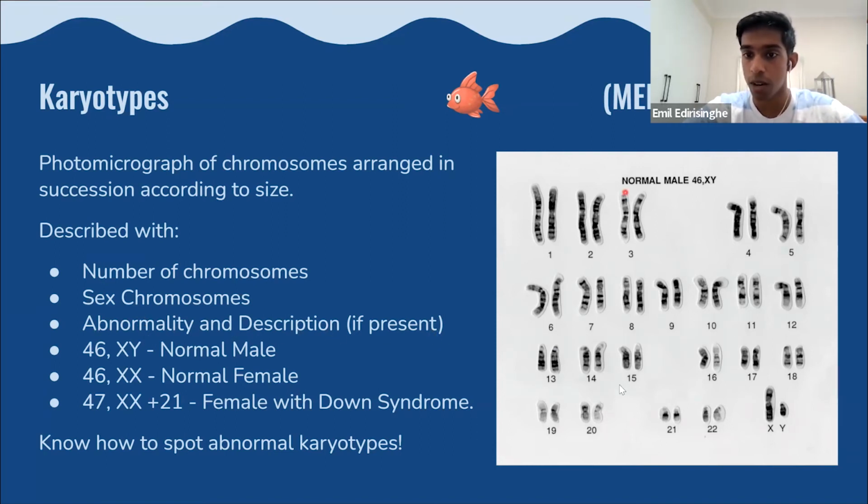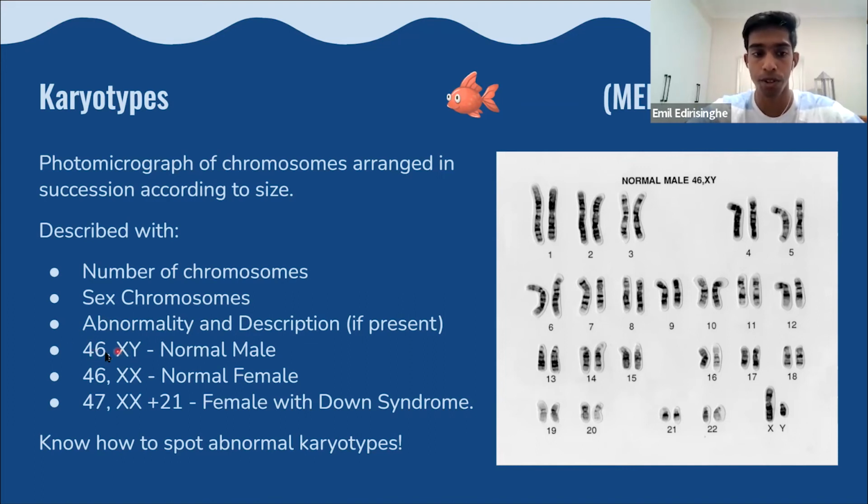So this one here is a 46XY normal male, and you see all the chromosomes nicely laid out in order of size, and then the sex chromosomes. The biggest chromosomes are always first, and then they're organized in terms of size. They get smaller and smaller until you get to 22, which is the smallest, and then you have your sex chromosomes.